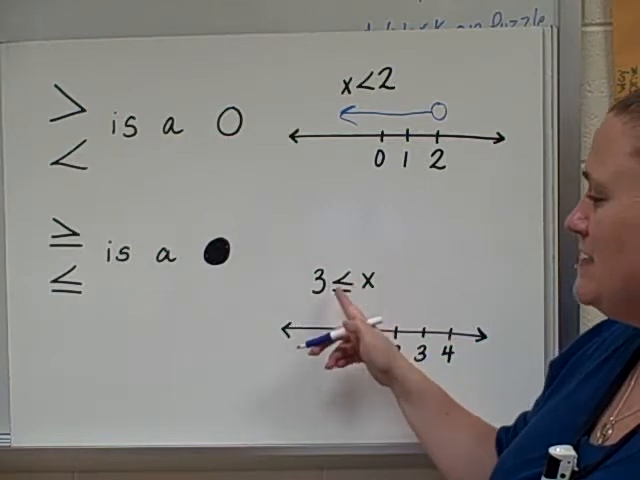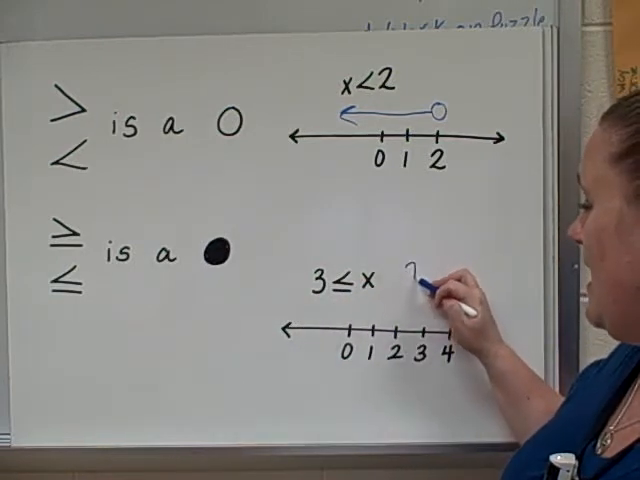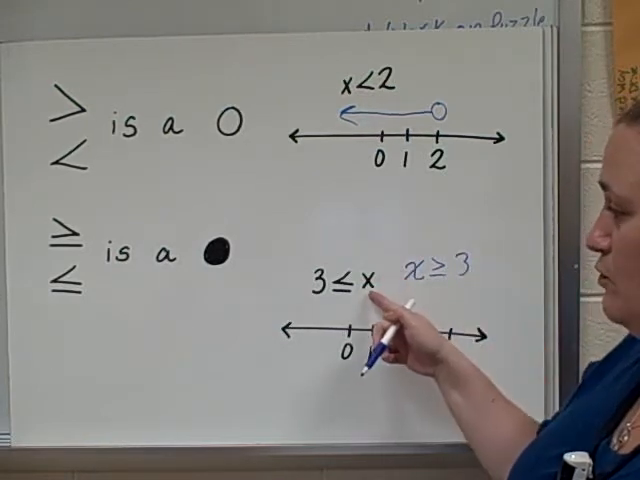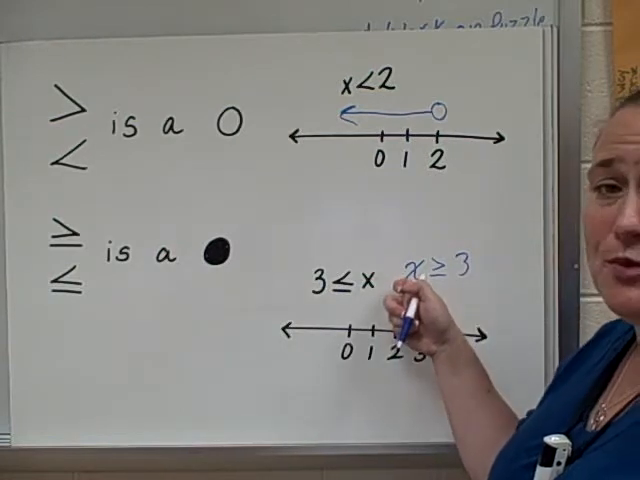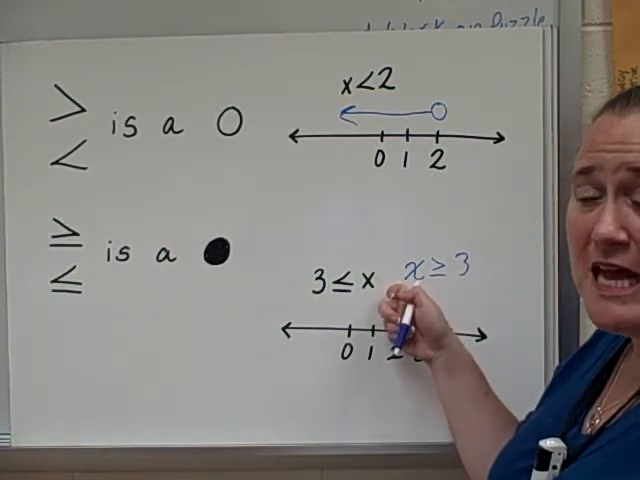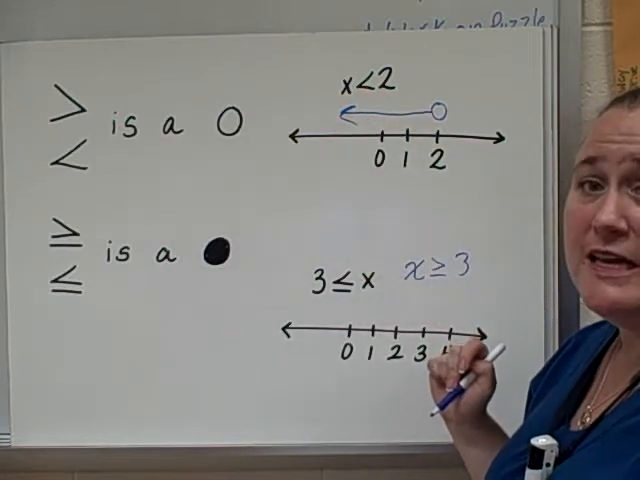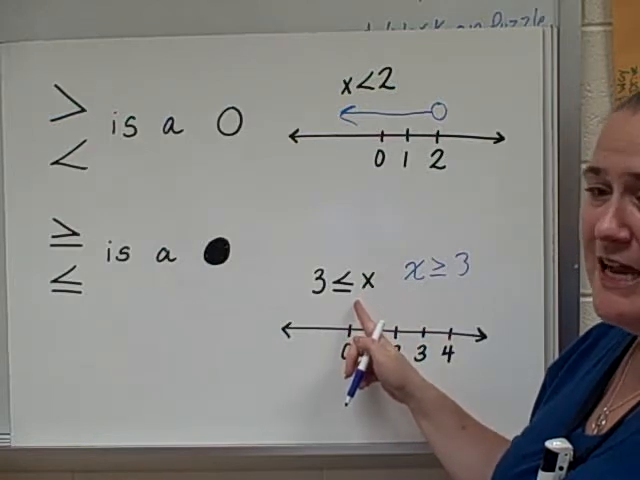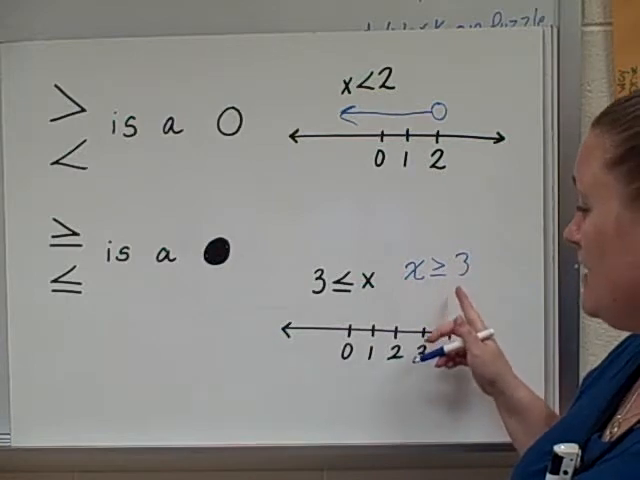3 is less than or equal to x. Now, we can rewrite this and say that x is greater than or equal to 3, just reading this backwards. And if we have x on our left side, then our arrow points in the direction of the inequality sign. But if x is not on the left side, you cannot follow that rule. So 3 is our magic number.